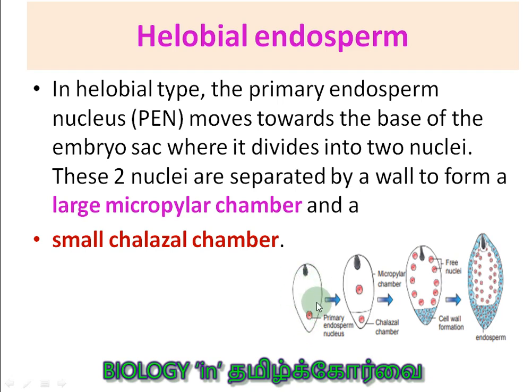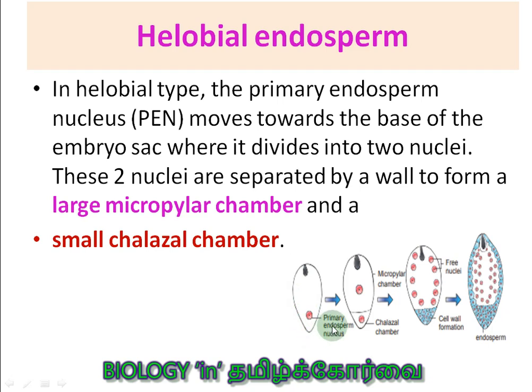Only one oval shaped structure is given and one small dot is given. How can you say this is the chalazal end? This is the egg, students. This is the fertilized egg. So the fertilized egg is always present, you know very well, towards the micropyle. So this is the micropylar end and the opposite side is the chalazal end.